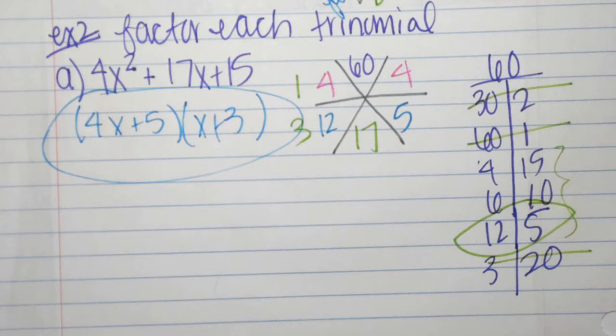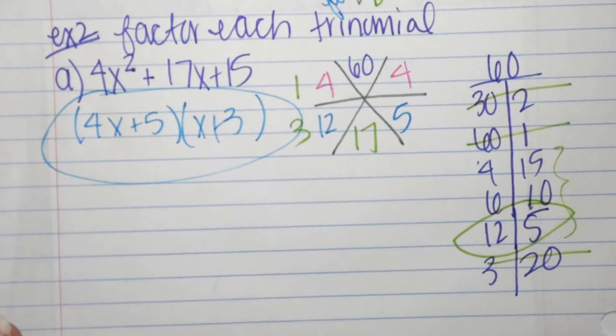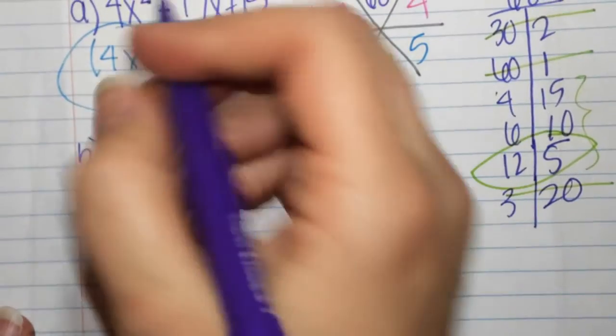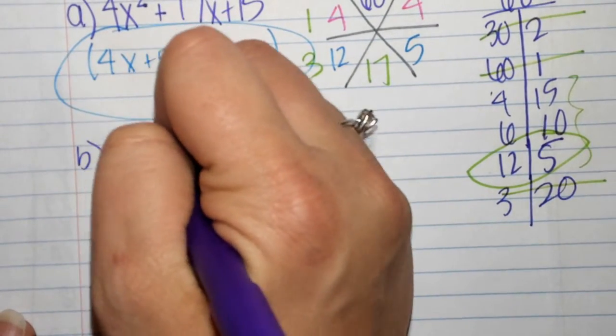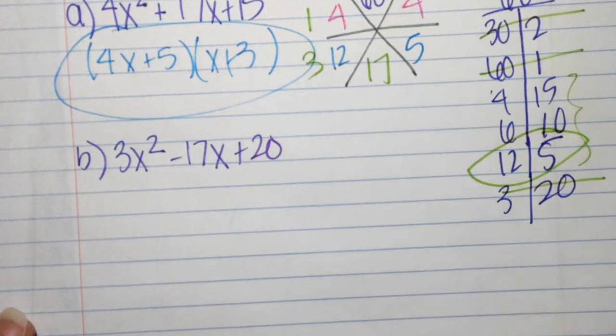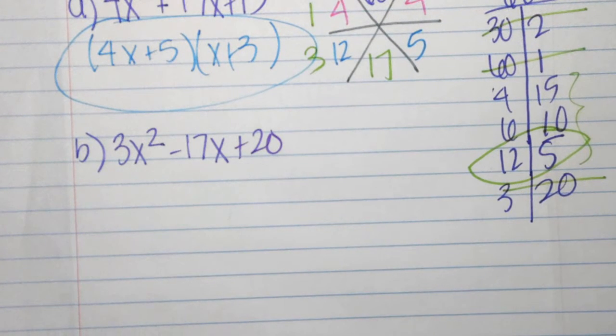How do you feel so far? Can you try B without me? Alright, B says 3x squared minus 17x plus 20. Draw your star, follow the steps. You can ask me questions, but only after you've tried it yourself and talked to your group.